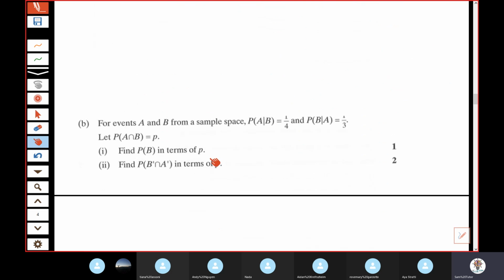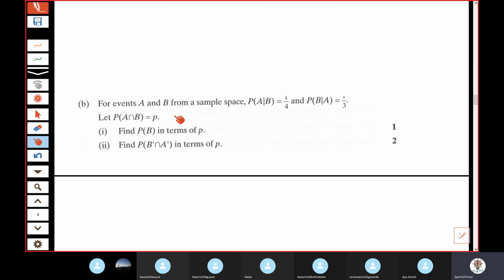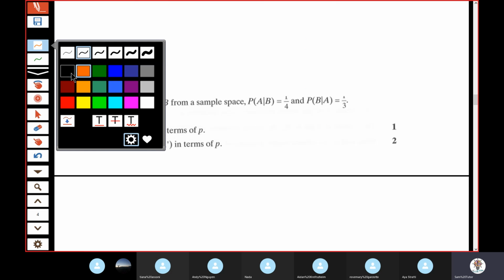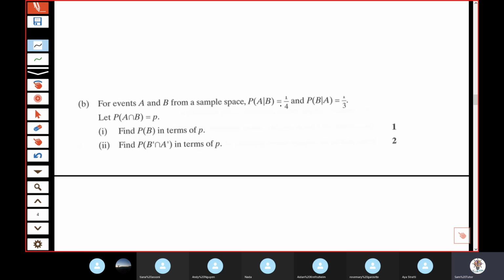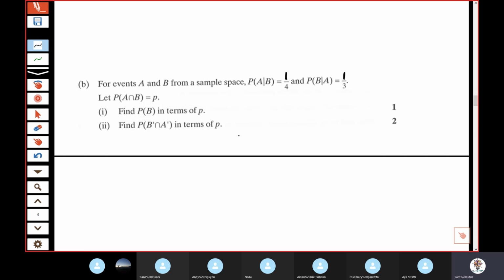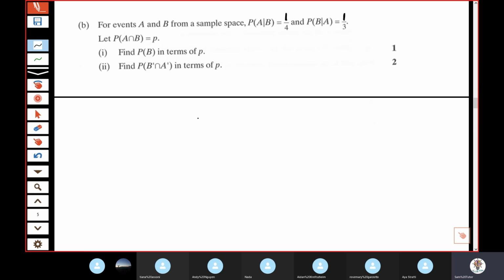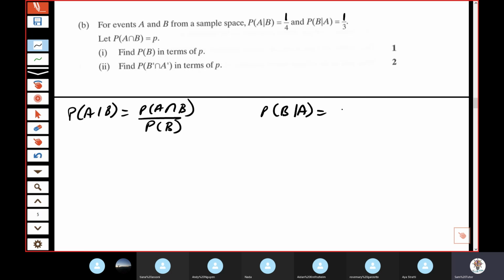Scrolling down. Last one. For events A and B from a sample space, probability of A conditional on B is a quarter, probability of B conditional on A is a third, let probability of A and B equal P, find P in terms of P. Okay, so again, just put in all the formulas you know. So probability of A conditional on B is probability of A and B over probability of B. Probability of B conditional on A is probability of A and B over probability of A.